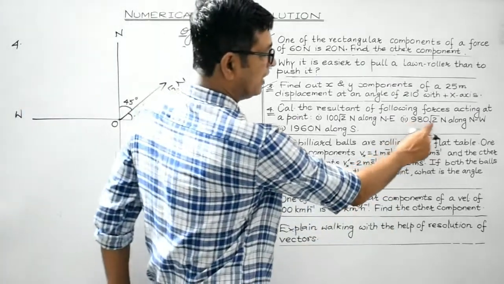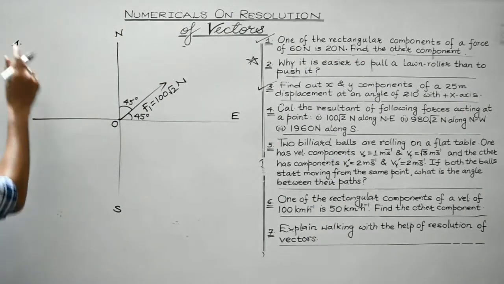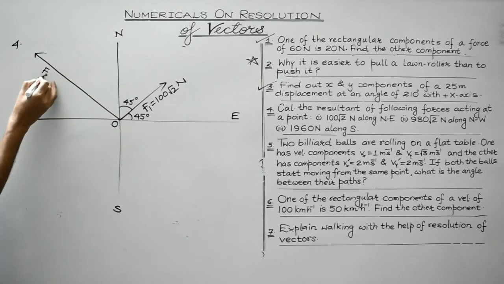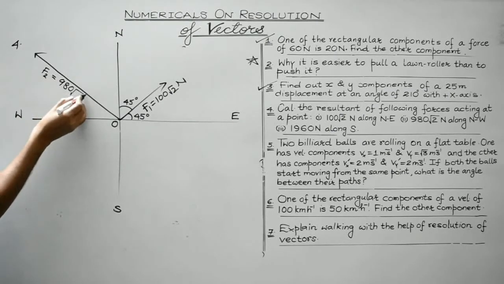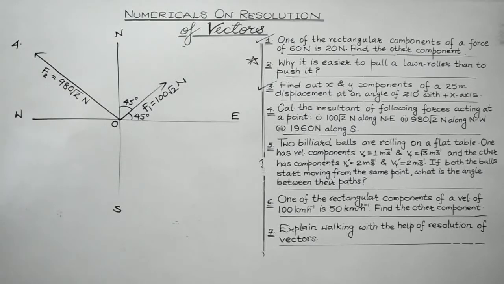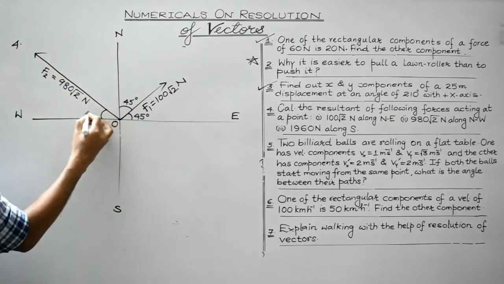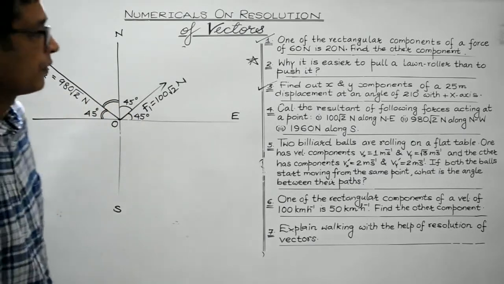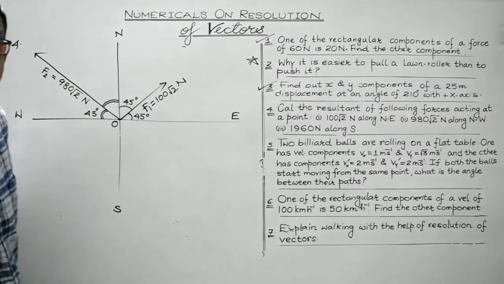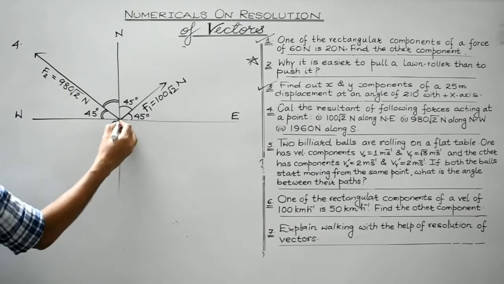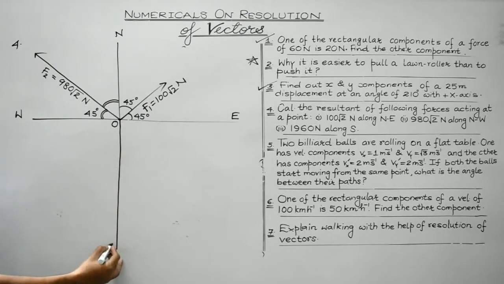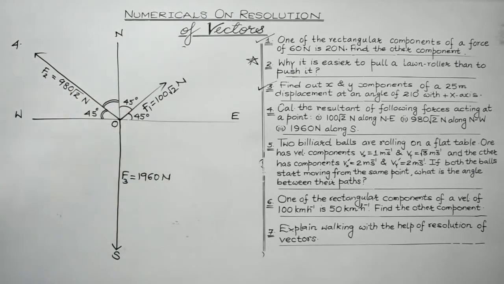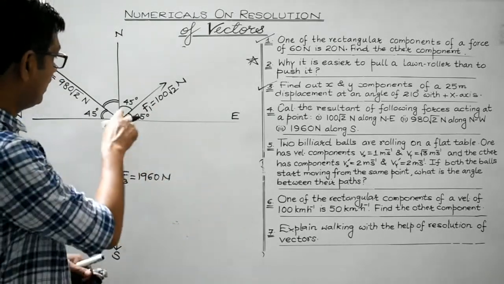Okay. The second one is 980 root 2 Newton along northwest. Northwest is along this direction. It is given to be 980 root 2 Newton, and it is also along northwest, so making an angle of 45 degrees. This is also 45 degrees, obviously. Right? Okay, next is 1960 Newton along south. This is the force, along south, and this is F3, 1960 Newton. So this is the vector diagram, students. We need to find out the net force acting at this point.